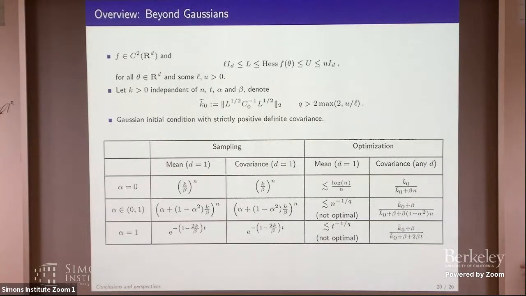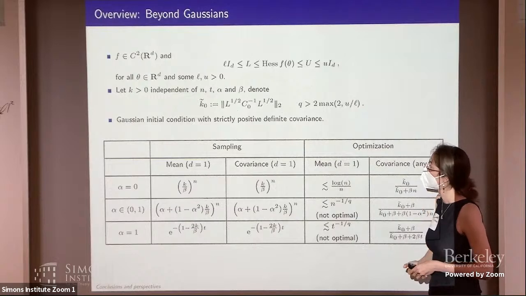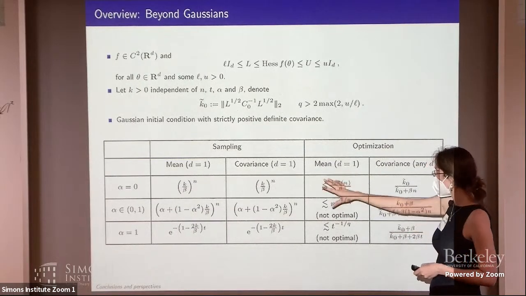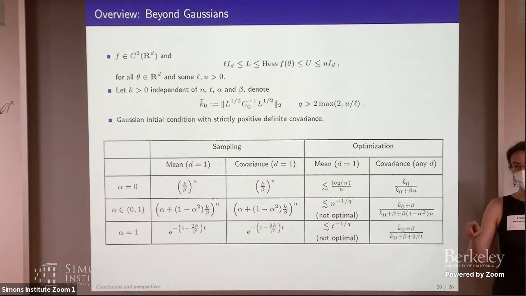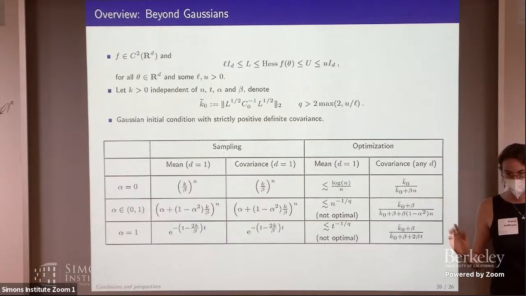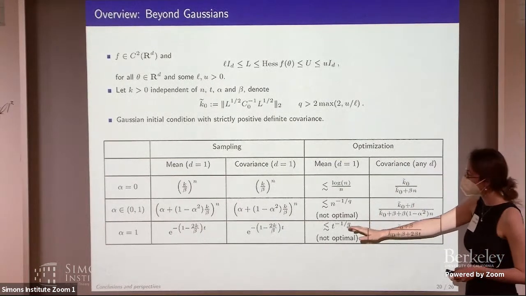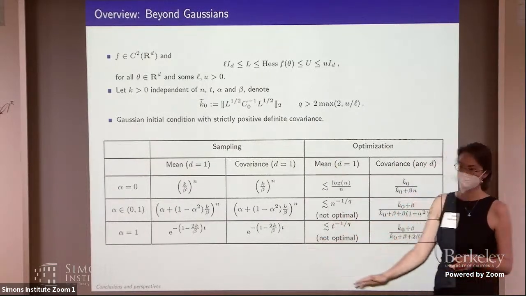Now, beyond the Gaussian case. This is the assumption that we're working with. For the results that we have in one dimension, we have an additional assumption that the f cannot grow more than e to the x squared, and its derivatives as well. And you see again that we get algebraic rates for optimization and then exponential rates for the sampling.